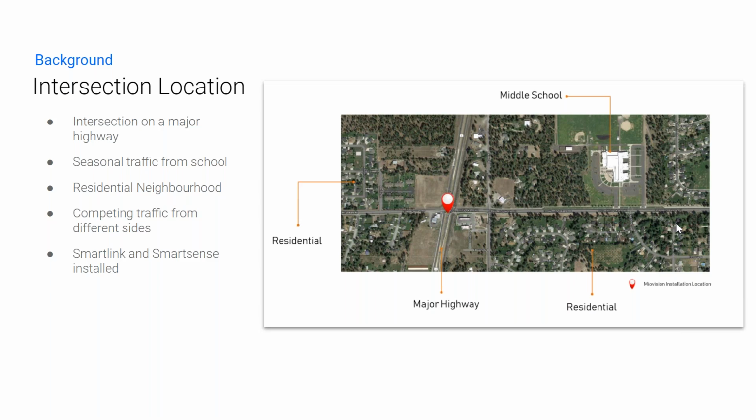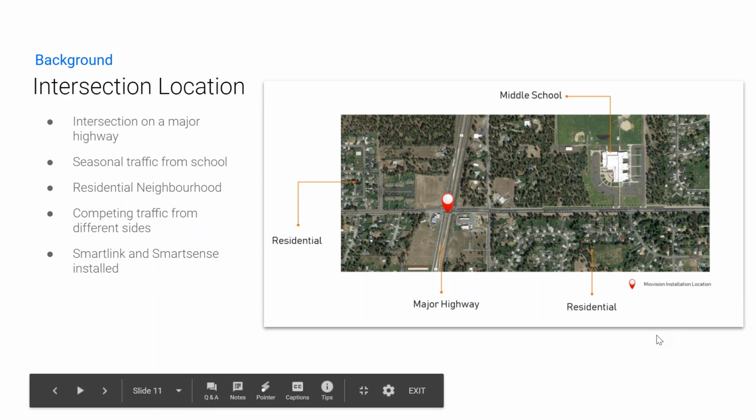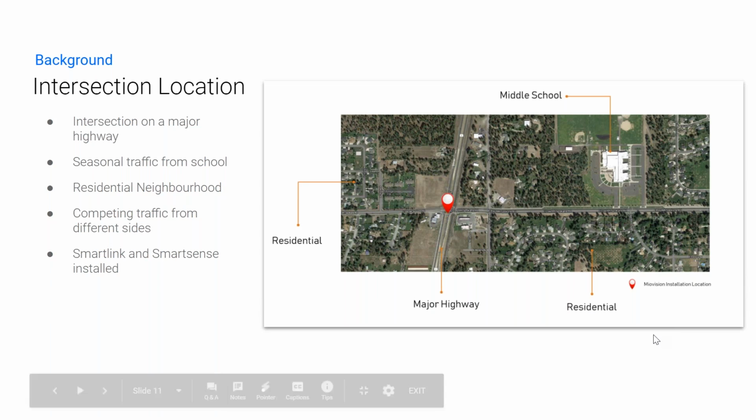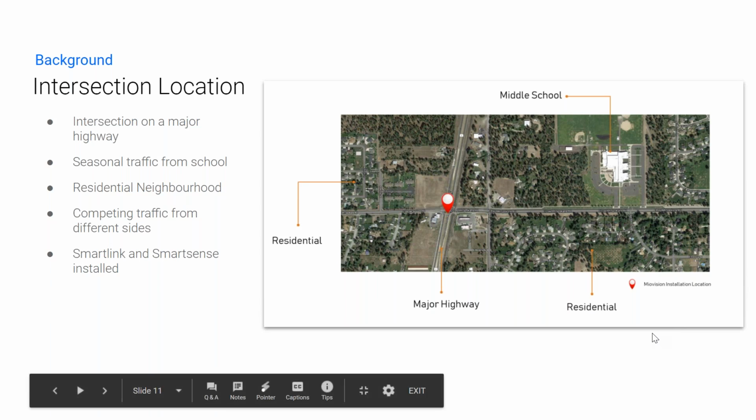And as you could imagine, there's definitely going to be competing objectives here. There's going to be a lot of turning movement traffic. There's a lot of traffic along the major highway. And our equipment was installed at this intersection to be able to get a better understanding of the performance of this intersection.